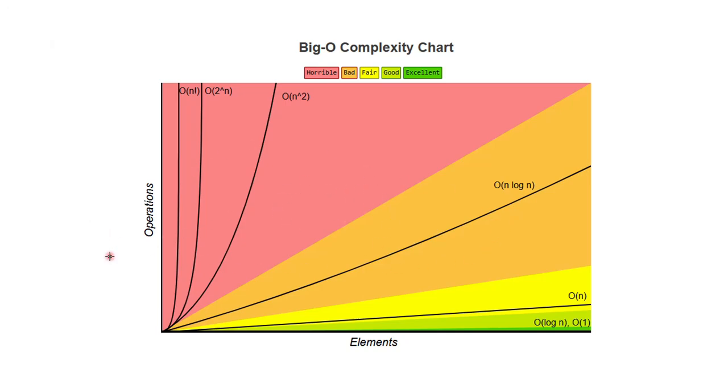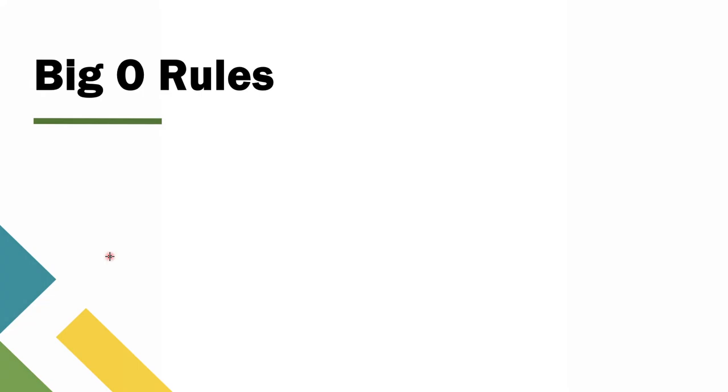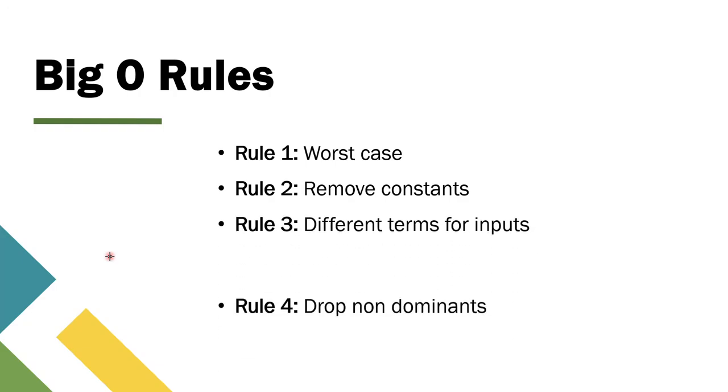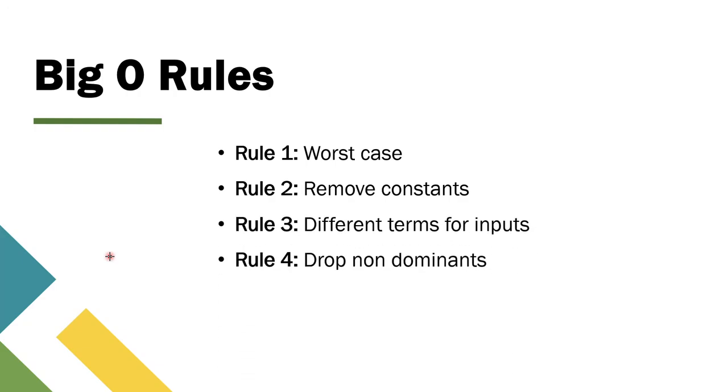Generally, when we calculate runtime of an algorithm, there are 4 rules we can follow. Rule number 1, worst case. Rule number 2, remove constants. Rule number 3, different terms for input. Rule number 4, drop non-dominants. By following these 4 rules, instead of doing the small little calculations as we did in our exercise, we can simplify the calculation of Big O instead of doing step-by-step calculations.